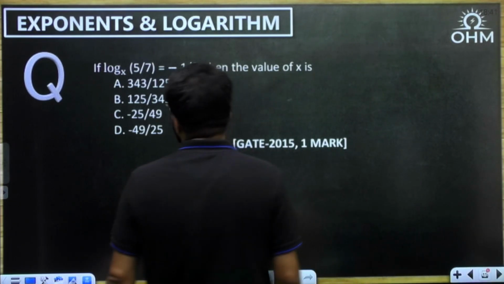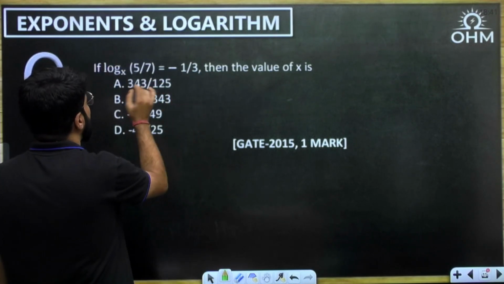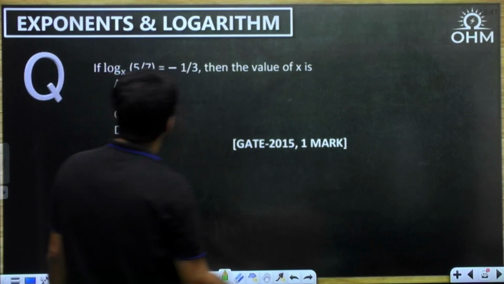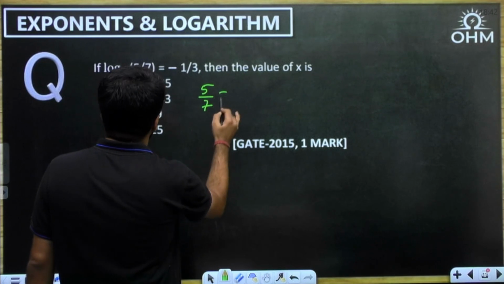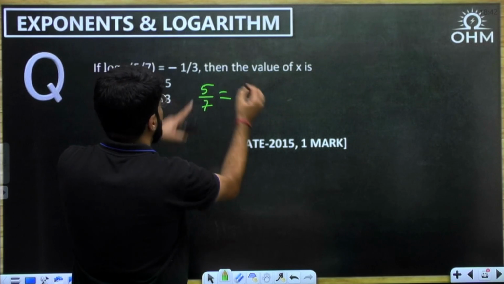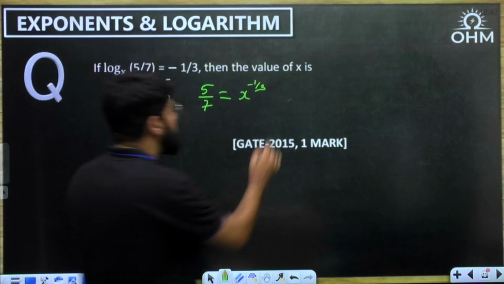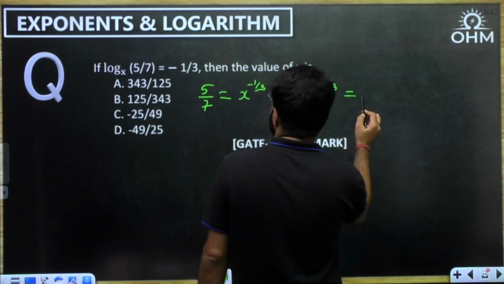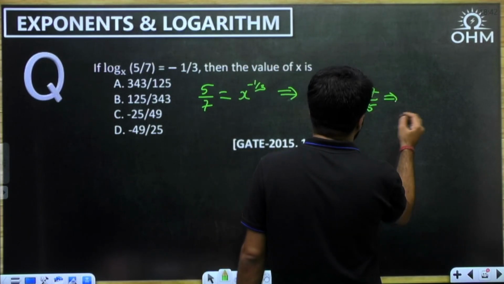Log of 5 by 7 to the base x is minus 1 by 3. As I told you, it's the same concept. To eliminate the log, since this time I want x, exponent will be taken. So 5 by 7 will be x, with minus 1 by 3 as the power. 5 by 7 is x power minus 1 by 3, or let's take the reciprocal: 7 by 5 is x power 1 by 3, which means cube root of x.